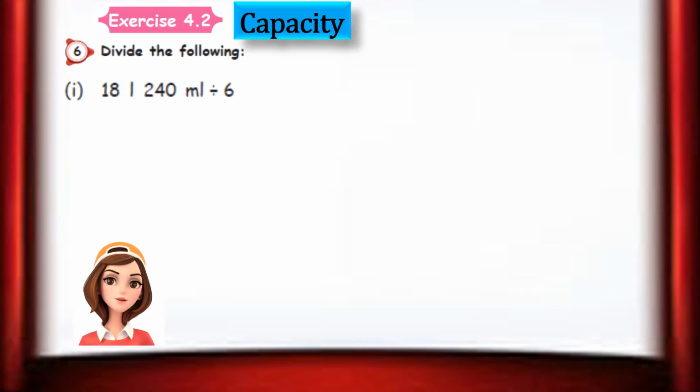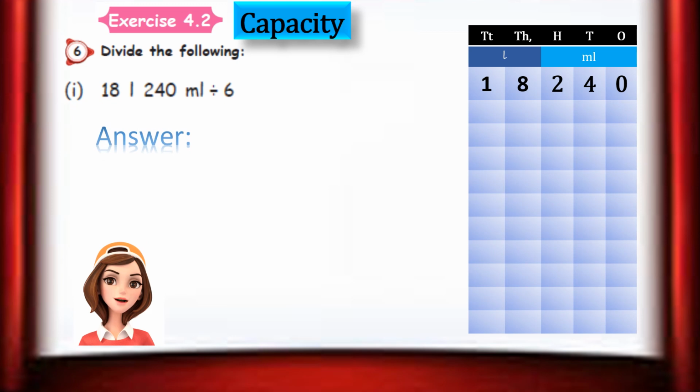Exercise 4.2, sixth sum, divide the following. What we have done in length and also weight, the same procedure we are going to follow here. Let us start. Place value is there and the standard unit is also there, isn't it? So I have split into liter and milliliter, that is 18 liter and 240 milliliter. What is the divisor here? Yes, 6 is the divisor. So draw the lines and then mention the 6.